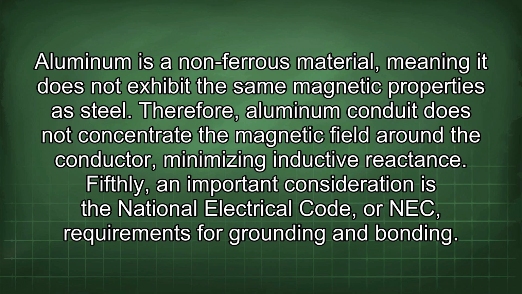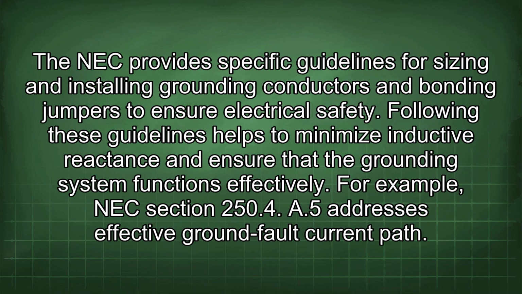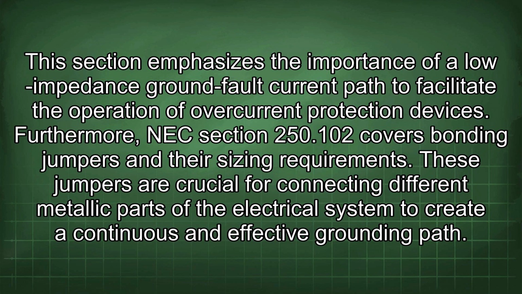Fifthly, an important consideration is the National Electrical Code, or NEC, requirements for grounding and bonding. The NEC provides specific guidelines for sizing and installing grounding conductors and bonding jumpers to ensure electrical safety. Following these guidelines helps to minimize inductive reactance and ensure that the grounding system functions effectively. For example, NEC Section 250.4(A)(5) addresses the effective ground fault current path. This section emphasizes the importance of a low impedance ground fault current path to facilitate the operation of overcurrent protection devices.